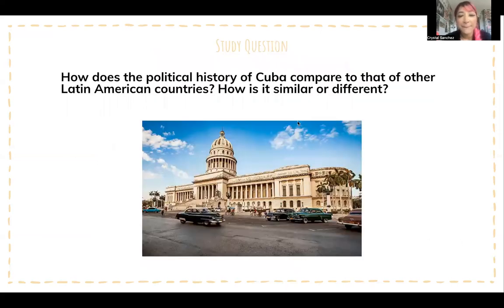Moving forward. The study question we have for you guys is how does the political history of Cuba compare to that of other Latin American countries? And how is it similar or different?